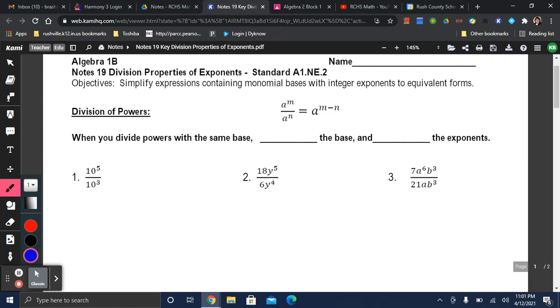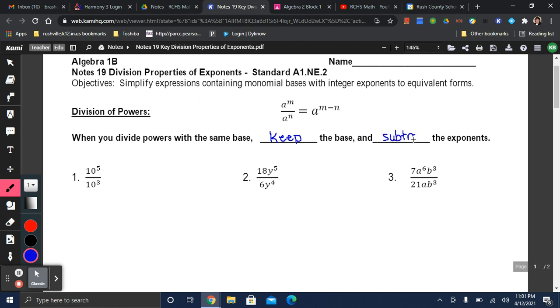Students, welcome back. We'll be working today on the next property of exponents, which is the division property of exponents. On the division property, many times things will be written as a fraction. And when you divide with powers, in other words, an expression that has an exponent, you will keep the base and then subtract the exponents.